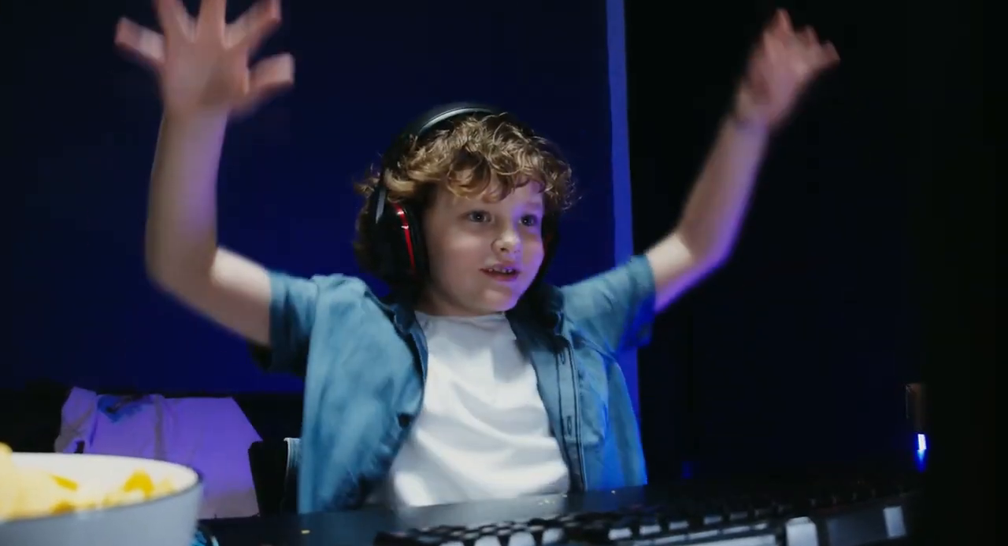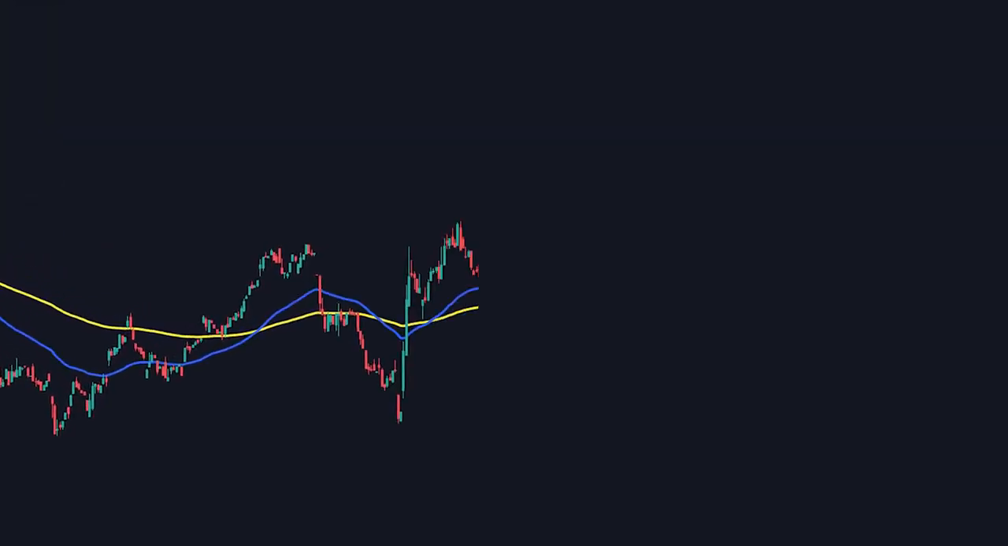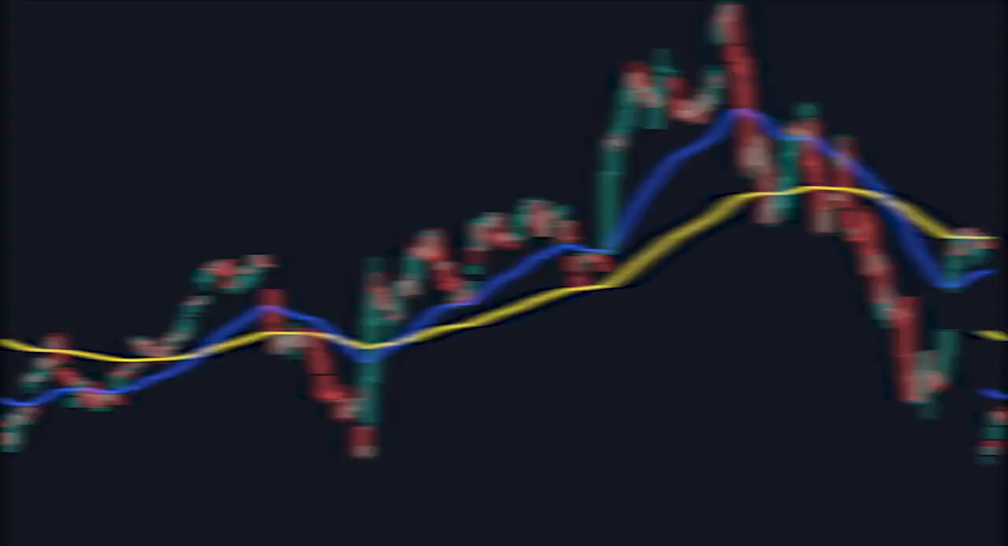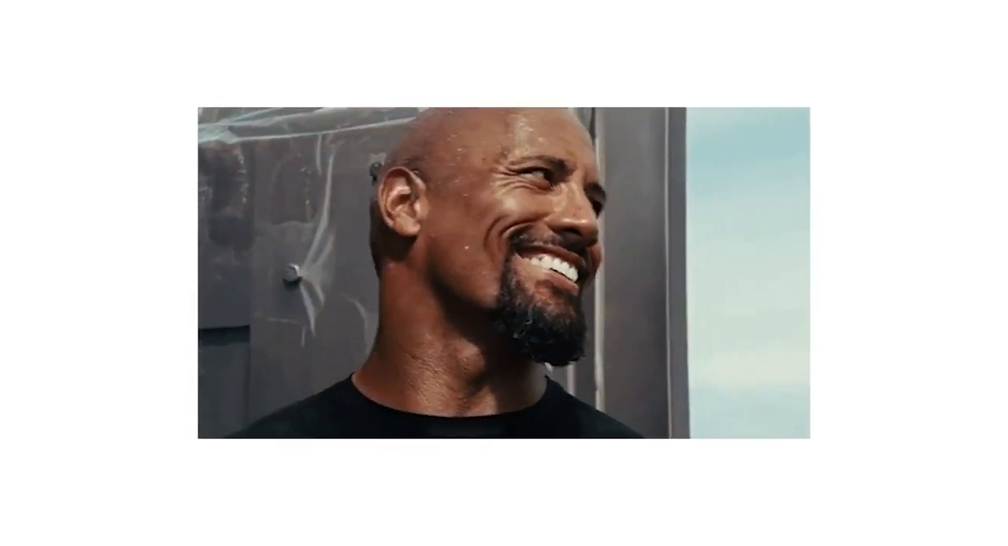This will insanely increase the chance of your chart going in the direction you want it to. You can replace the moving averages with whatever strategy you personally use. Now it's time to move on to the next confirmation indicator, and this one is one of my all-time favorites.